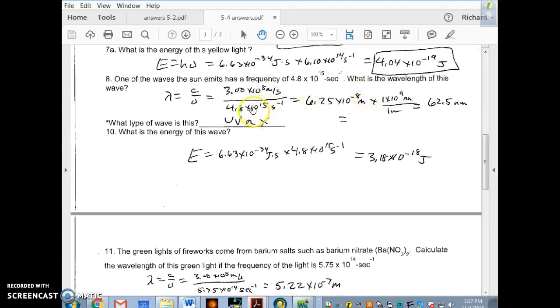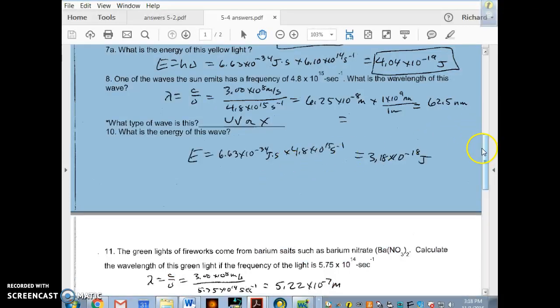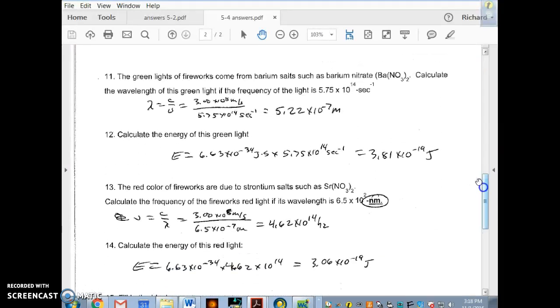I went ahead and stuck that answer into here, the one they gave me, and I got 3.18 times 10 to the negative 18 joules. You agree with that? Check me, see if I missed any, because I went fast on these. All right. Barium nitrate. This one I got 5.22 times 10 to the negative 7th. And 3.81 times 10 to the negative 19th joules.